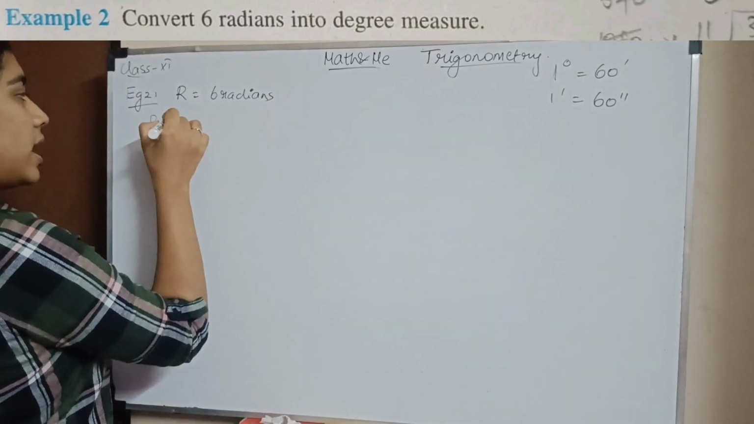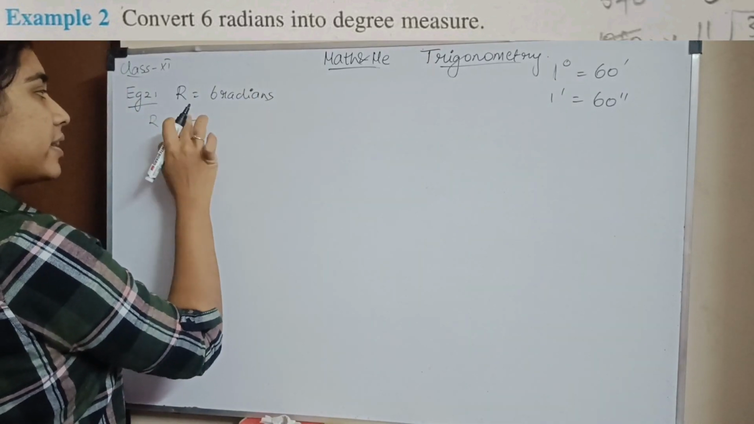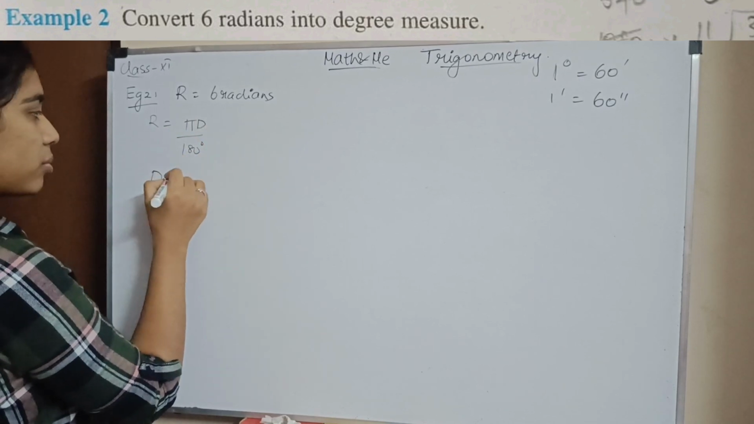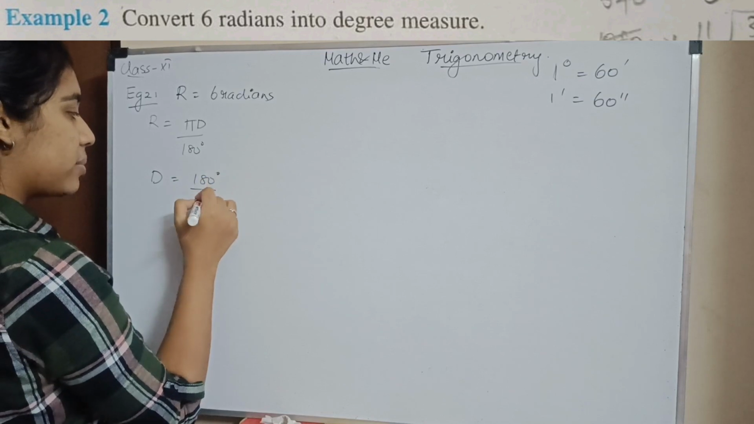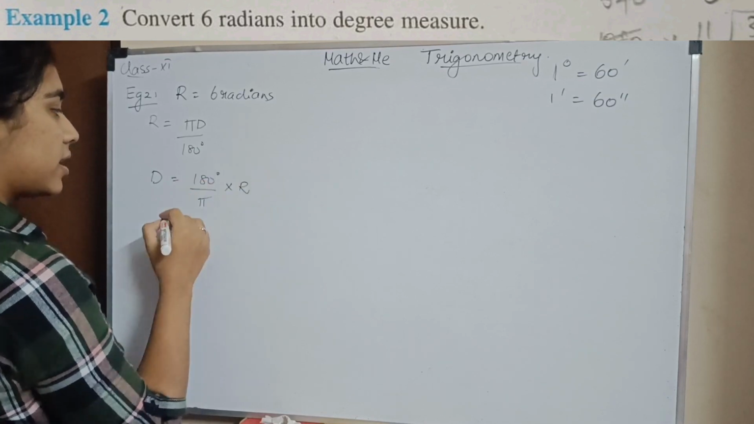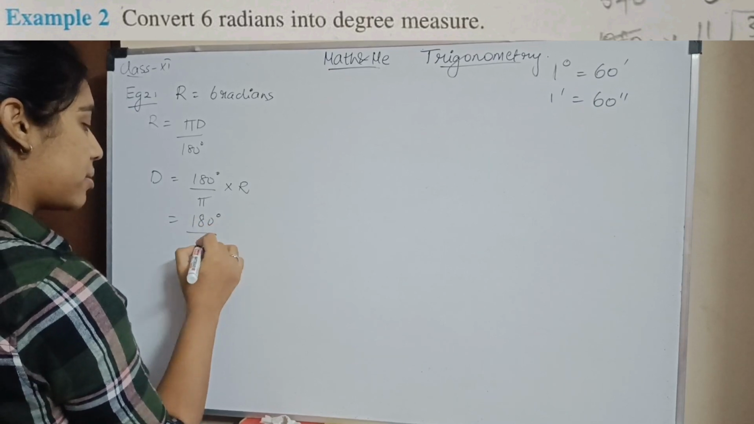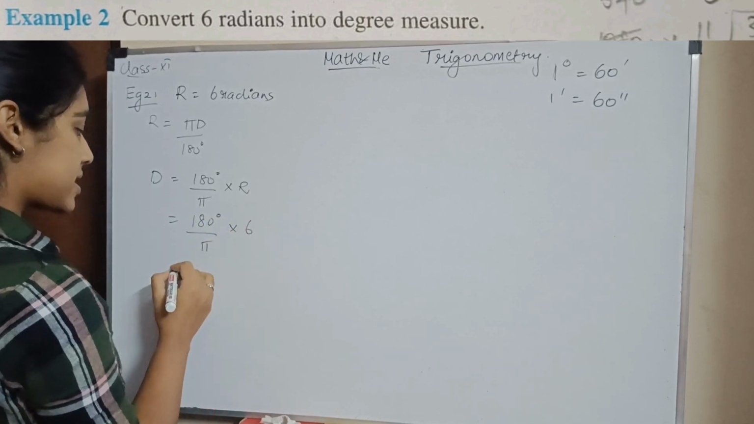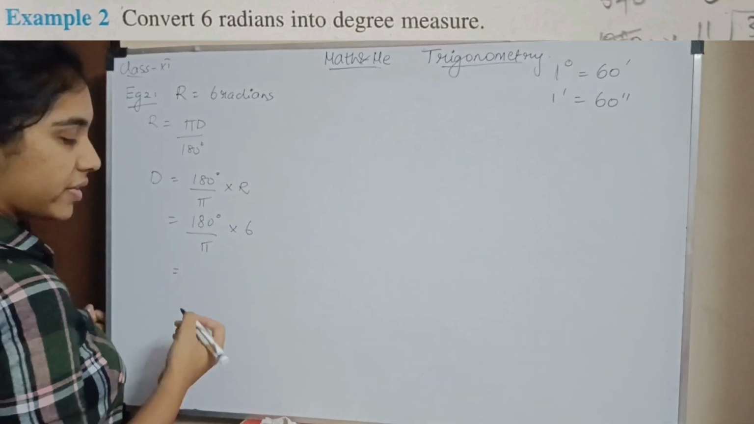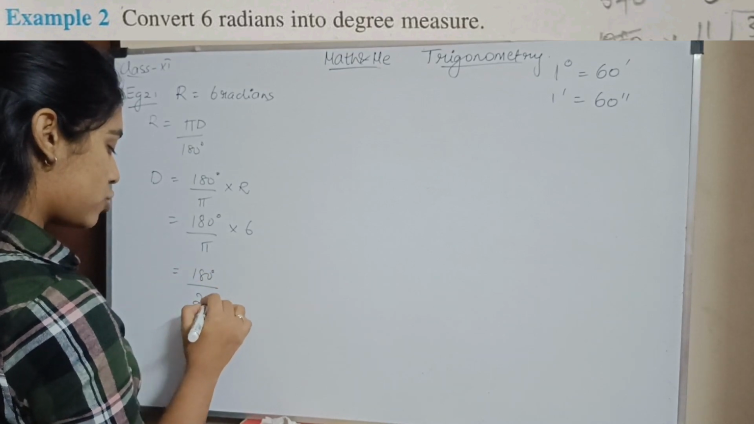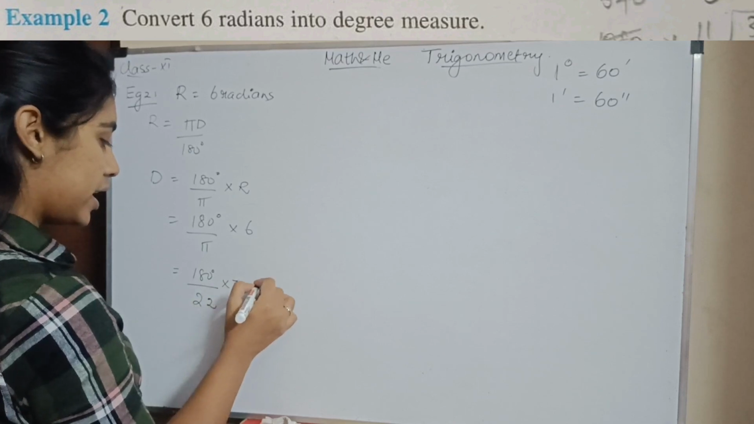நமக்கு என்ன தெரியும்? R equals pi d divided by 180. So I need to find my d. அப்போ என்ன formula? 180 divided by pi times R. So what is my radian measure? It is 6. So 180 divided by pi times 6. இப்போ pi ஓட value 22 by 7 போடலாம். So I have 180 degree divided by 22 by 7, so into 7 into 6.